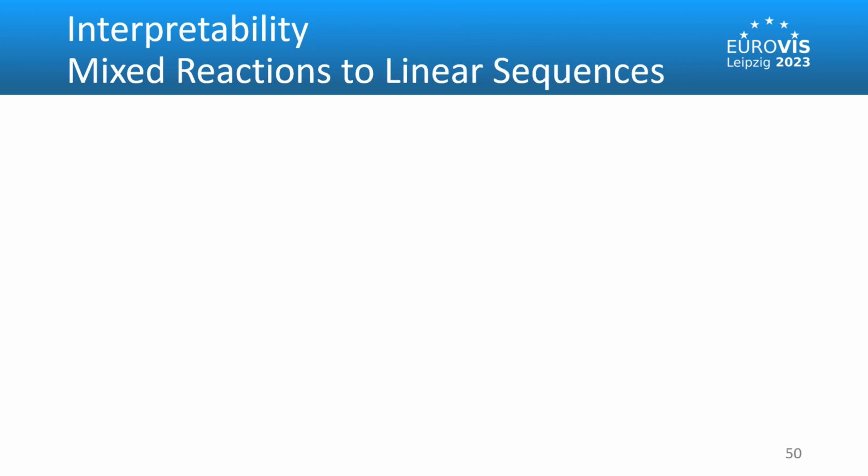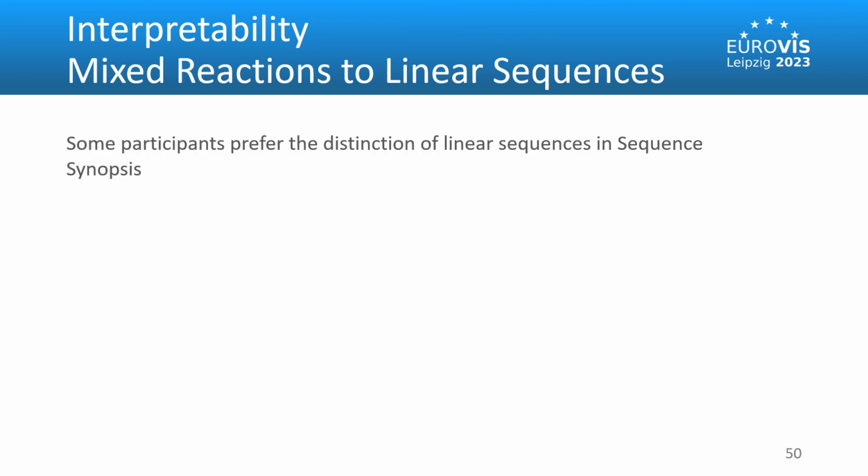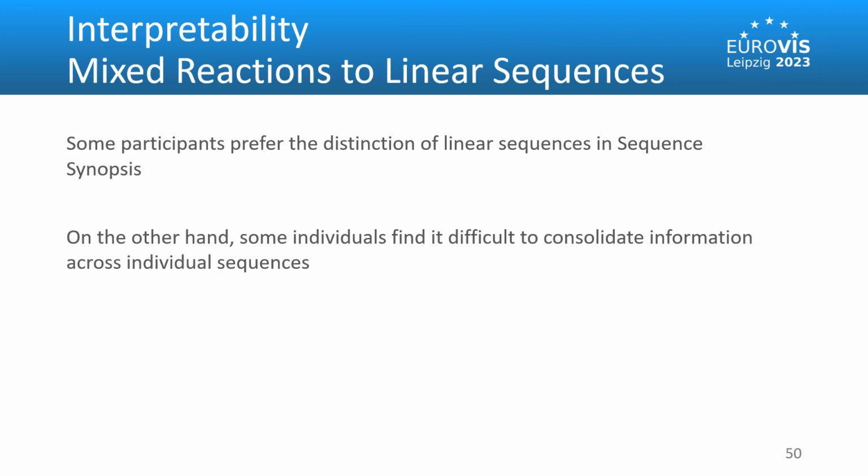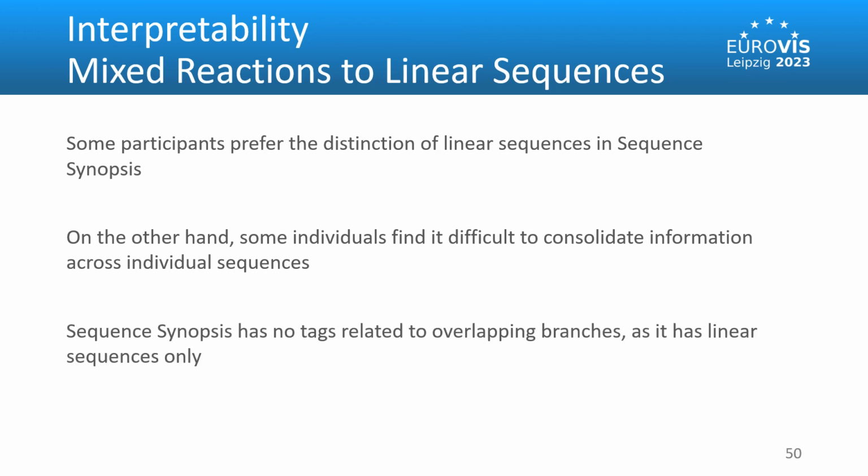We see similar mixed reactions toward the individual linear sequences in Sequence Synopsis visualizations. Some participants prefer the distinction of linear sequences in Sequence Synopsis. On the other hand, some participants do not favor linear sequences as the individual bars are confusing to them. Note that Sequence Synopsis has no tags related to overlapping branches, as it has linear sequences only.